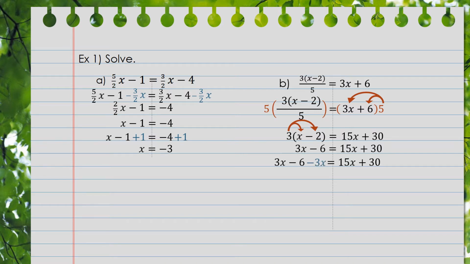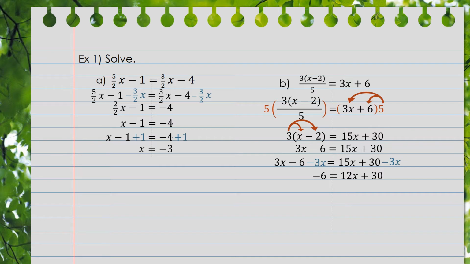So let's subtract 3x on the left side and on the right side. And when we do that, that simplifies to give us -6 on the left side. And on the right side, we have 12x plus 30. Now you could have chosen to have the x's on the left side. I simply chose the right side. It will not change your answer.